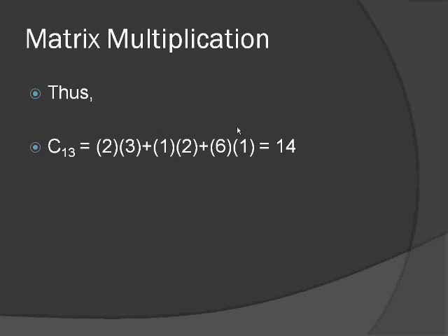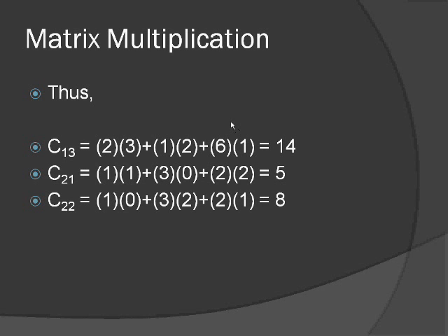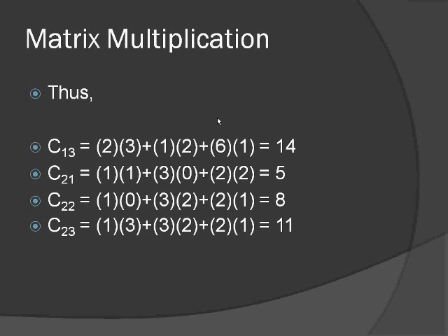Therefore, C13 will be equal to 2 times 3 plus 1 times 2 plus 6 times 1, which will equal 14. C21 will equal 1 times 1 plus 3 times 0 plus 2 times 2, which equals 5. C22 will equal 1 times 0 plus 3 times 2 plus 2 times 1, which equals 8. C23 will equal 1 times 3 plus 3 times 2 plus 2 times 1, which will equal 11.